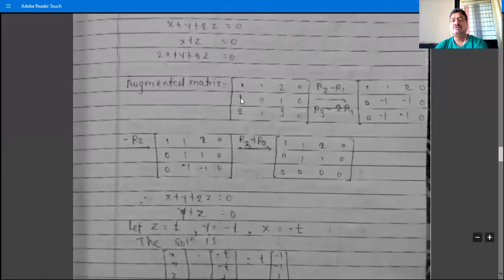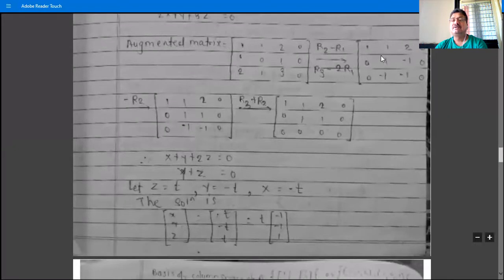This element is 1, so we have to reduce this 2 element to 0. So R2 minus R1, R3 minus 2R1. So we have this matrix. Then we have to reduce this minus 1 to plus 1. So multiply R2 by minus 1, or change the sign of the second row. That is minus 1 into R2. So we have this.